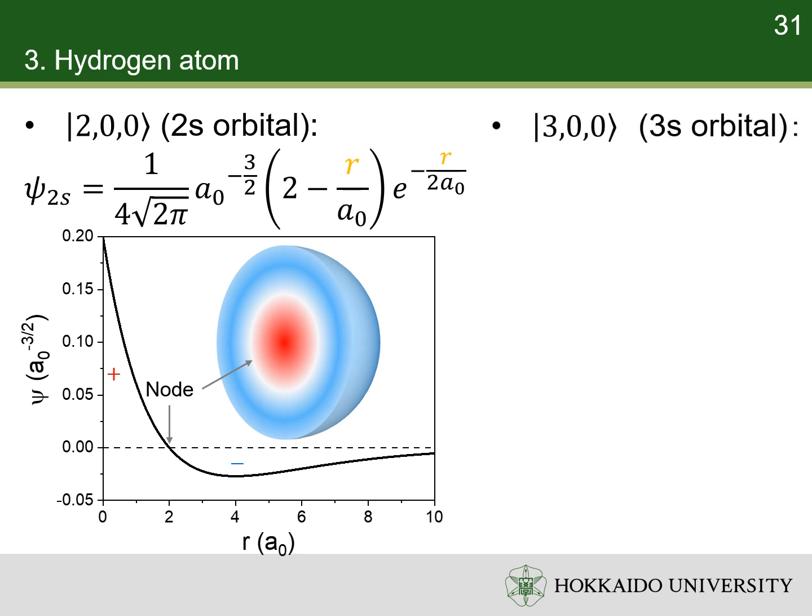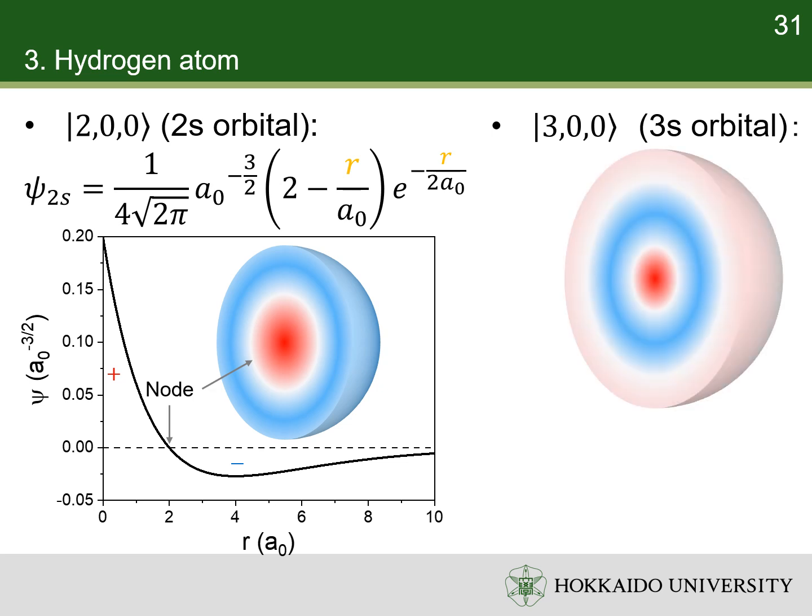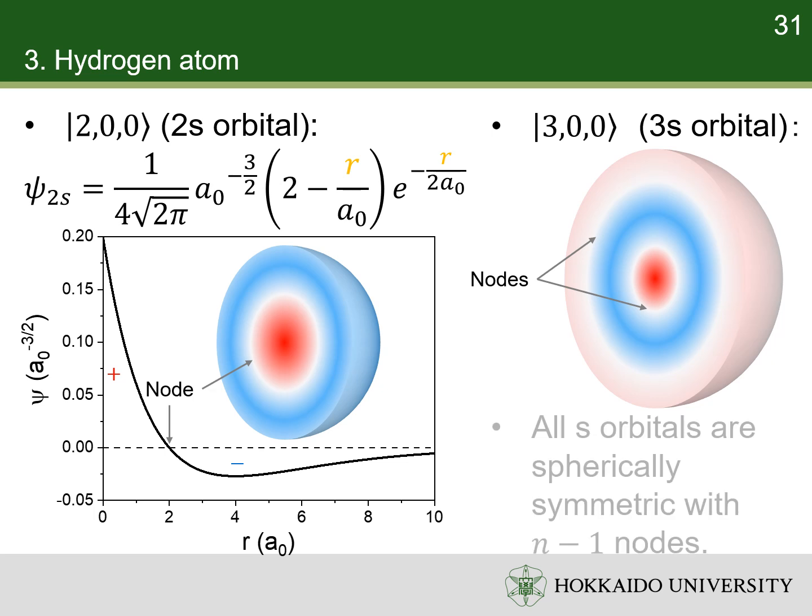The |3,0,0⟩ orbital is also known as the 3s orbital. It is spherically symmetric and has two spherical nodes. In general, all s orbitals are spherically symmetric, have n-1 spherical nodes, and have different signs at the two sides of each node.